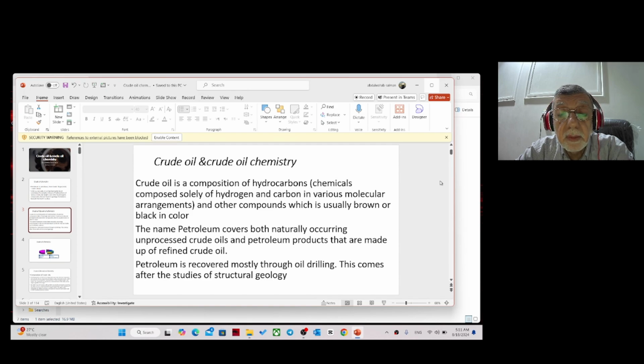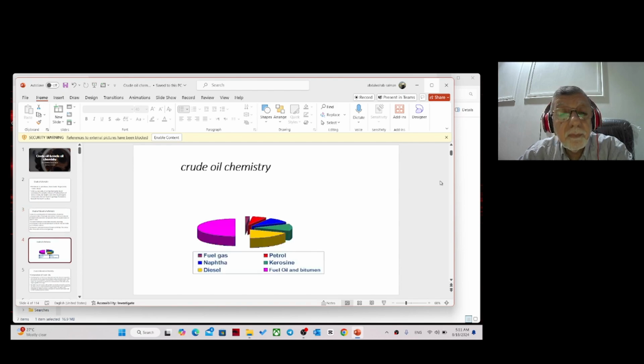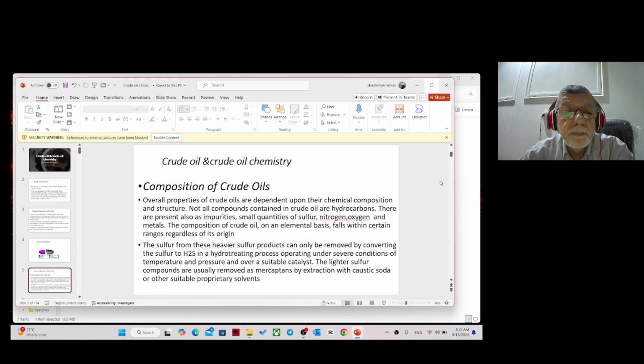Petroleum is recovered mostly through oil drilling. This comes after the studies of structural geology. This is the structure or the content of crude oil. There is fuel gas, there is naphtha, diesel, petrol, kerosene, fuel oil, and bitumen.